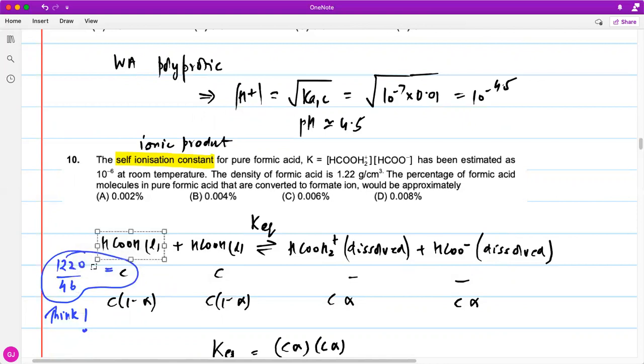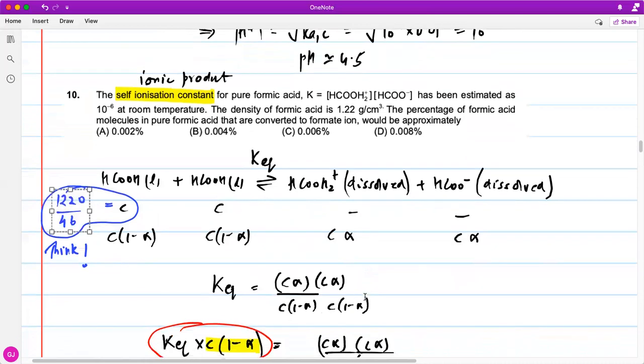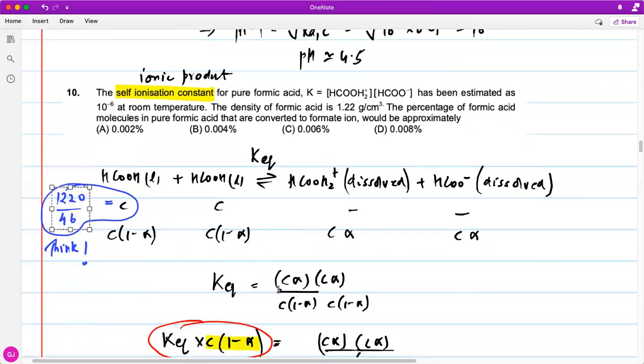right? So let's say we took 1 liter of formic acid. 1 liter meant the mass of formic acid was 1220 gram, because the density is given as 1.22 gram per centimeter cube. So this is the mass in grams, and then you divide by the molecular weight to get the moles. And since the volume was 1 liter, this is the concentration of pure formic acid. Right, so you write C(1 minus alpha), C alpha on the right hand side, and you write the expression of the equilibrium constant.